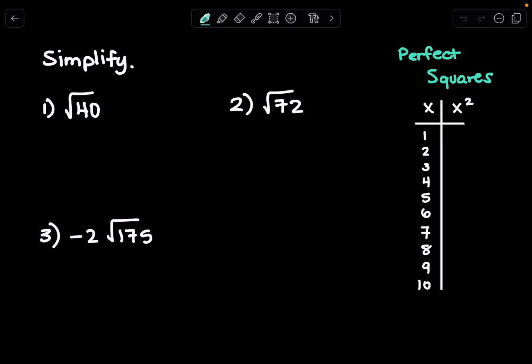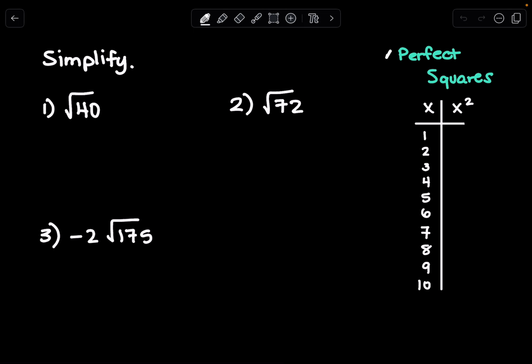What's up, everybody? Today we're going to be doing some simplifying of radicals. So our instructions just say to simplify. I've got the square root of 40, square root of 72. Remember, we are not going to use the calculator for this. What we want to do instead is write everything as a simplified radical.